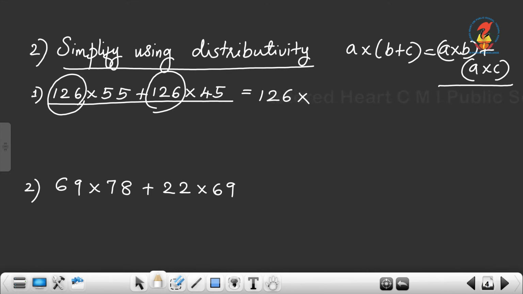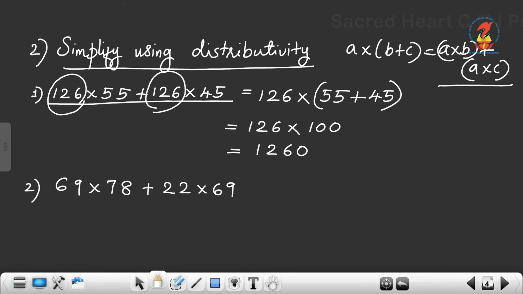So, 126 into, what is left in the first term? Here it is left 55. Then put the bracket, first you write 55, then put the addition symbol, then what is left in the second term? It is 45. Then close the bracket, equal to 126 into, what is 55 plus 45? 100, and 126 into 100 is equal to 12,600. So, the answer is 12,600.